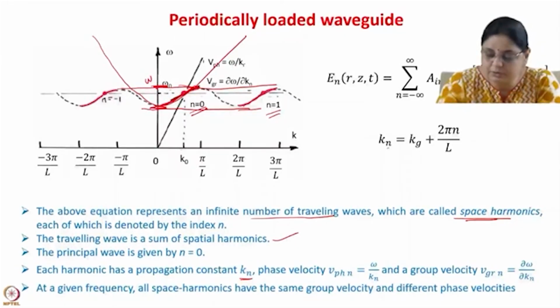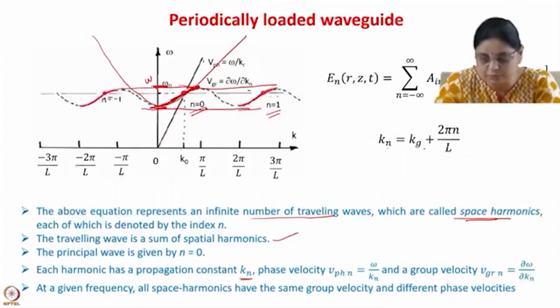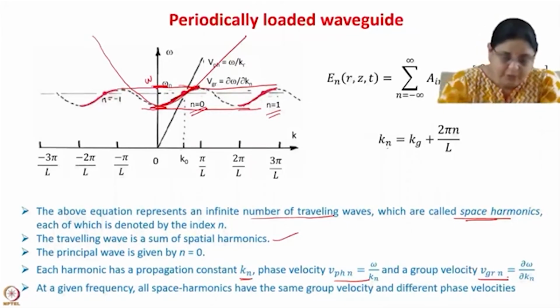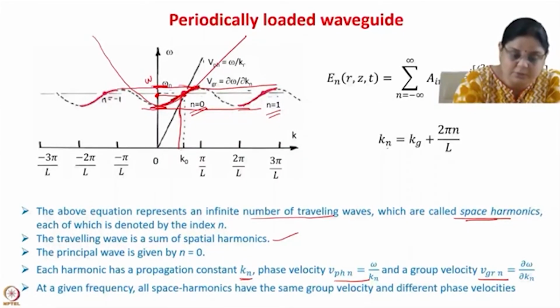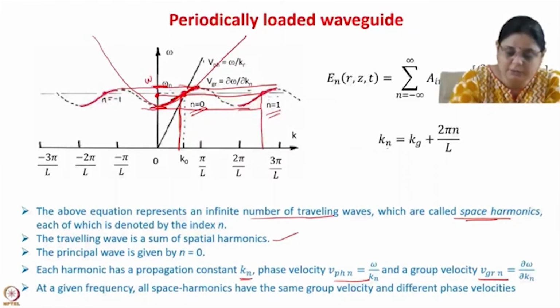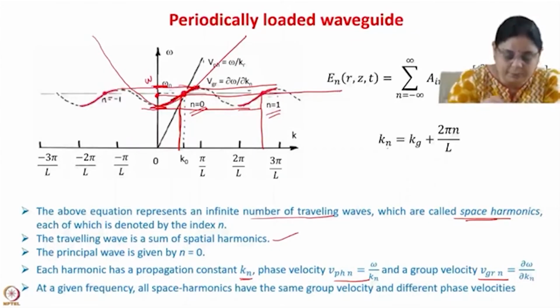So you can put in the values of n is equal to 0, 1, 2, and so on, and you will get the value of the propagation constant. And it has a phase velocity and a group velocity. Now at a given frequency, let's say you choose this frequency, all space harmonics, so at this frequency, n is equal to 1 corresponds to this value of k, n is equal to 0 corresponds to this value of k, n is equal to 1 corresponds to this value of k, and so on.